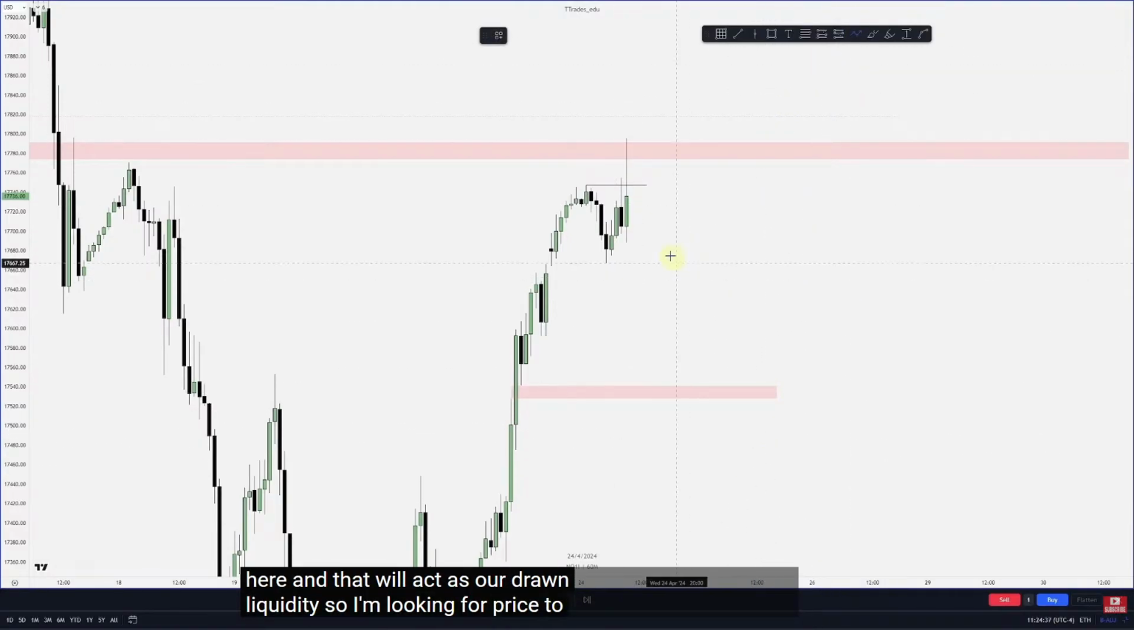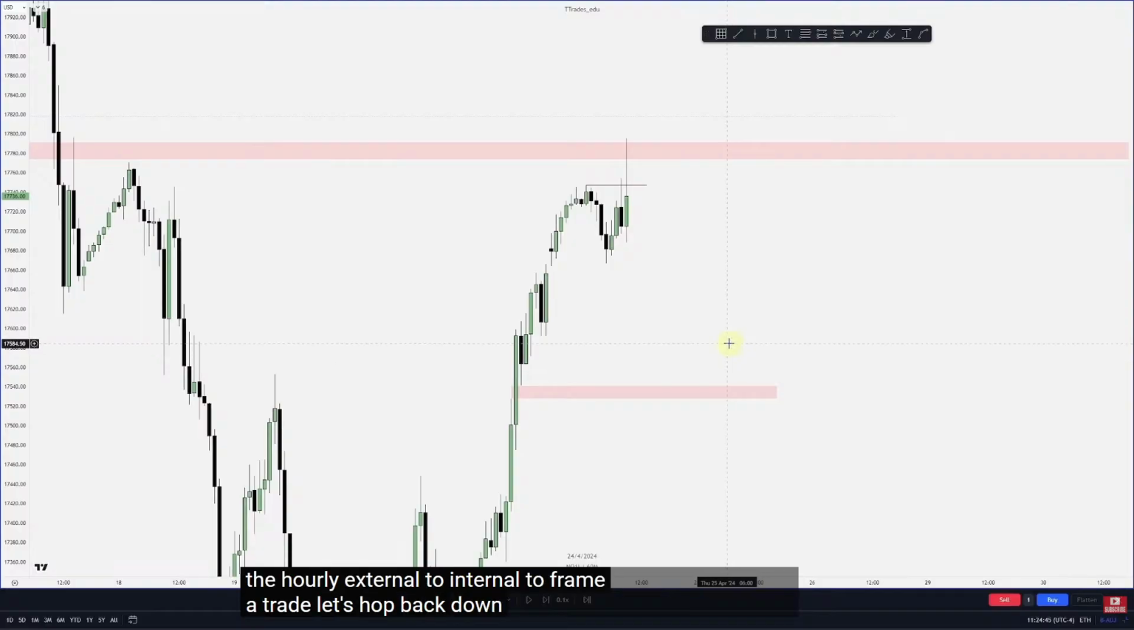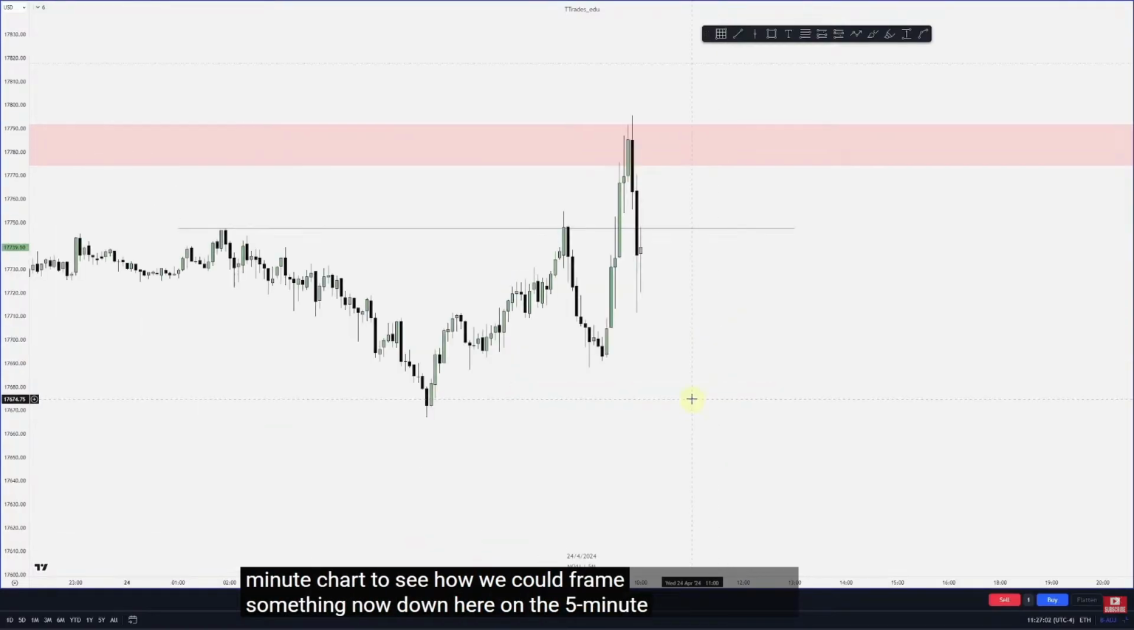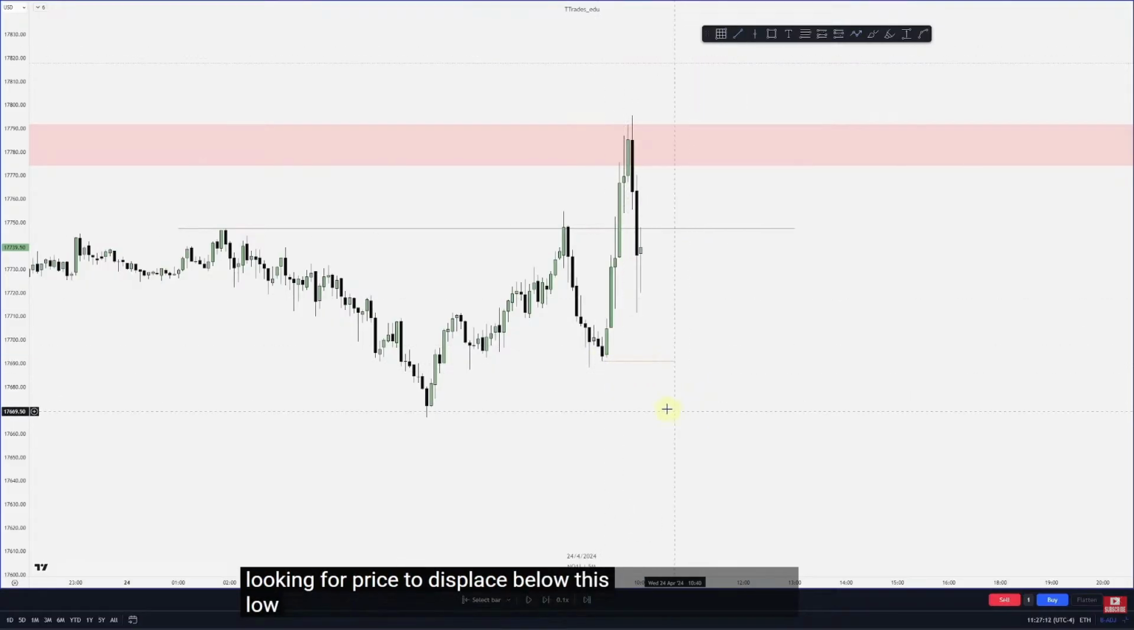So I'm looking for price to trade off this daily level, and then use the hourly external to internal to frame a trade. Let's pop back down to the 5-minute chart to see how we can frame something. Now down here on the 5-minute chart, you can see that we have price sweeping this high here, and then our draw on liquidity is lower. So we're looking for price to trade below this low to give us our shift in market structure.